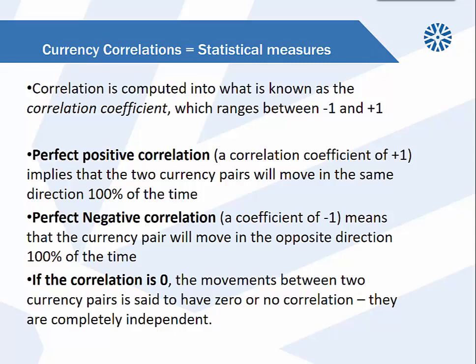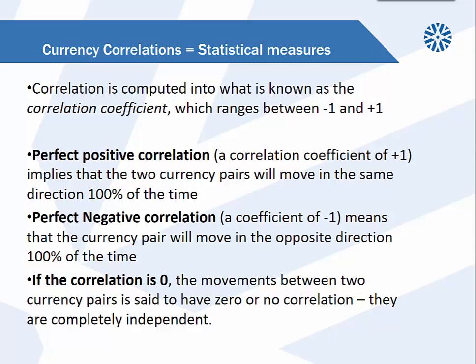You'll very often hear when we talk about correlations in trading that people are understanding the correlation coefficient. You'll quite often hear that term displayed. And what it is, the correlation coefficient ranges between -1 to +1. It's a range. So within that, when you have a perfect positive correlation, that is a correlation coefficient of +1. And what that's implying is that the two currency pairs, or whatever instruments that you're looking at, they will move in the same direction 100% of the time.